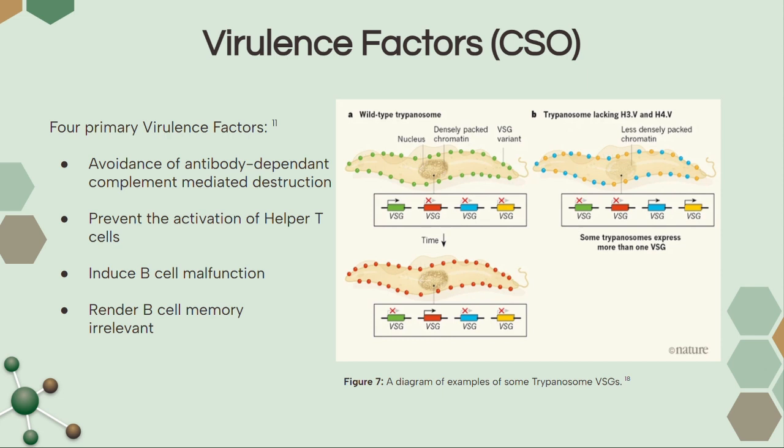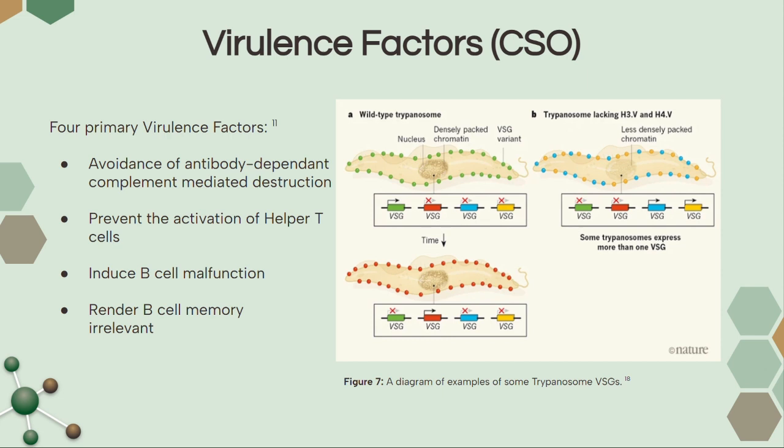There are several factors that determine the virulence of this parasite. The first and primary one that I will be discussing is the avoidance of antibody-dependent complement-mediated destruction, in which it can vary the antigens it presents on its cell membrane, dodging the antibody-dependent recognition by the immune system.